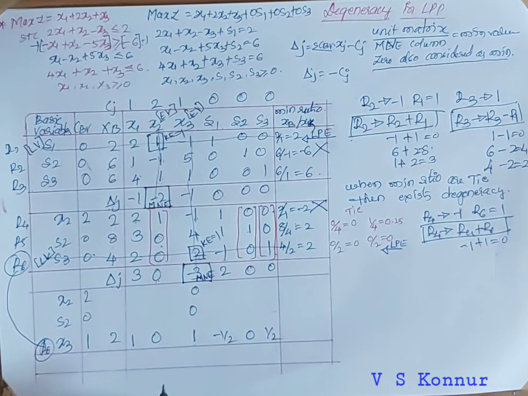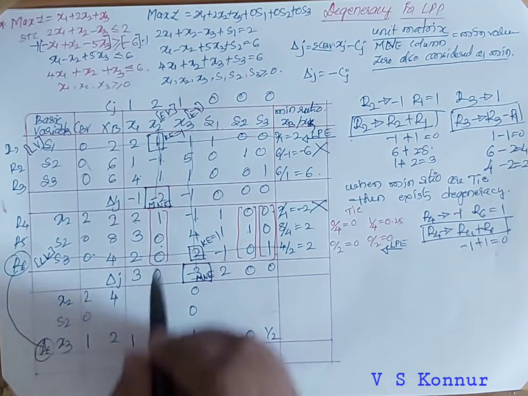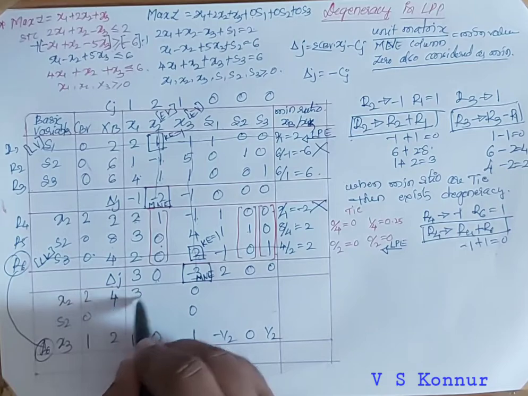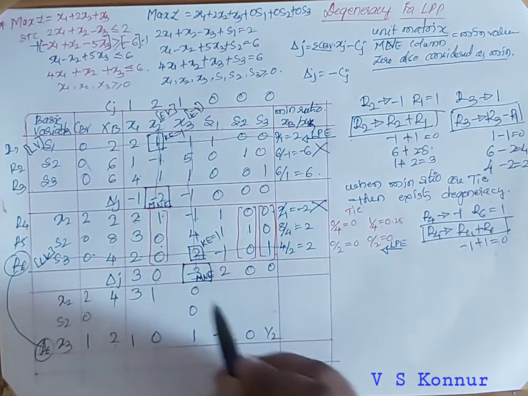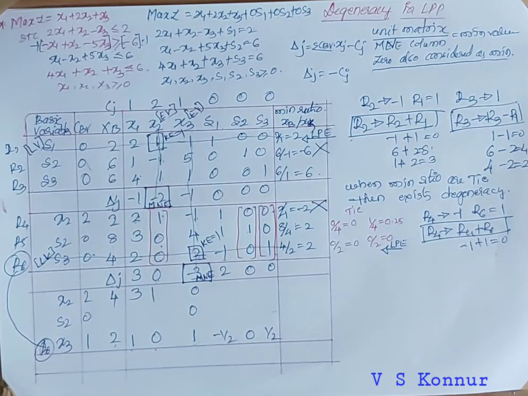So that we have to apply for the equation. So 2 plus 2 is equal to 4. 2 plus 1 is equal to 3. 1 plus 0 is equal to 1. The same way you have to solve.